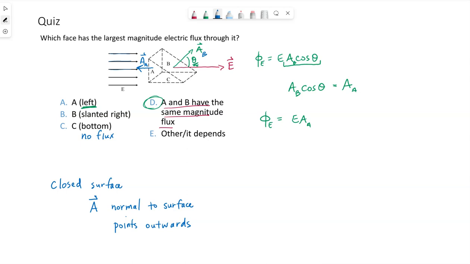So technically, the flux through the left side is going to be negative, while the flux through the right side is positive. What we mean by that is negative flux means the electric field lines are going inside that closed surface. And positive flux, we mean those field lines are coming out. They're pointing outwards. And we'll talk more about that as we talk about closed surfaces in general.